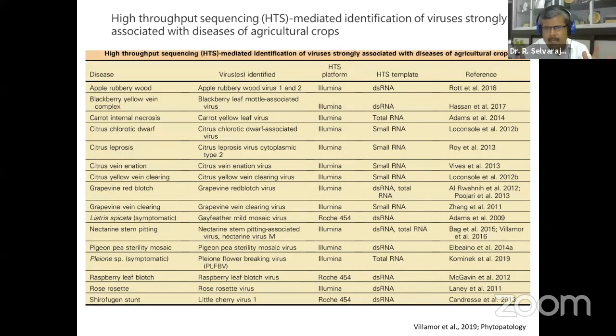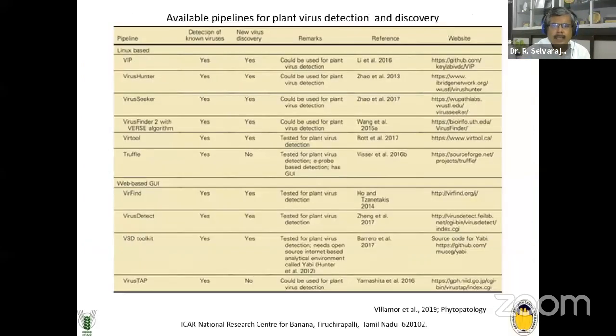I won't go in depth on the techniques. You can target small RNA, go for double-stranded RNA, or use total RNA. If you are using total RNA, you have to eliminate the ribosomal RNA and enrich the polyadenylated RNA, and then the chance of getting the virus is higher. There are a lot of pipelines available, and you get huge data.